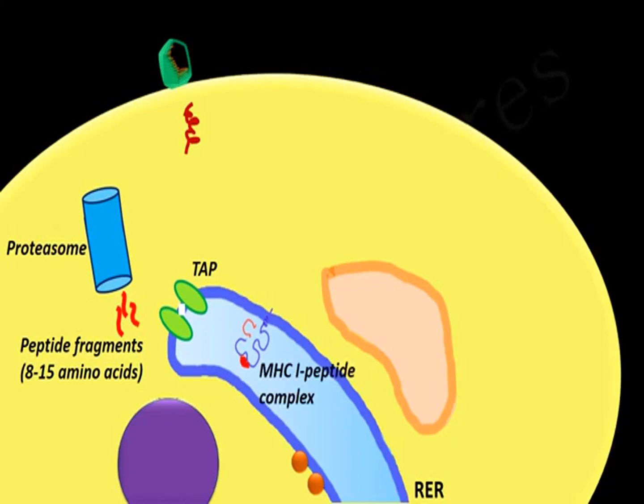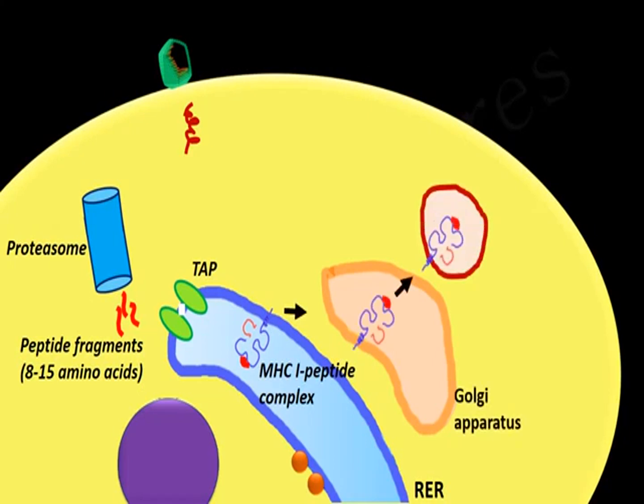Next, the MHC class I peptide complex thus formed is released from the chaperones and moves to the cell surface via the Golgi apparatus. Once it reaches the cell surface, it integrates into the membrane and can be recognized by the T cells.